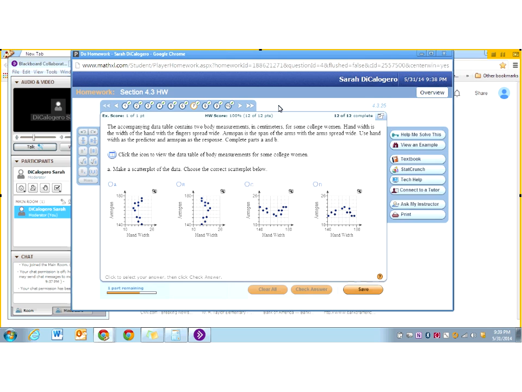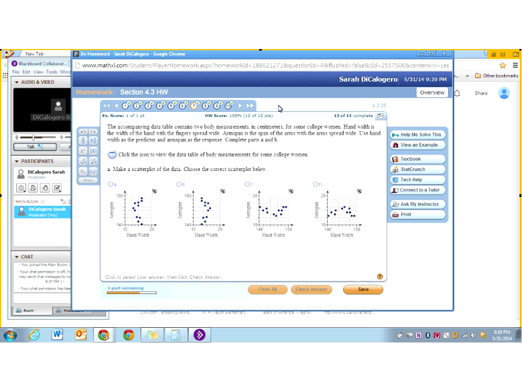So question 7: the accompanying data table contains 2 body measurements in centimeters for college women. Hand width is the width of the hand with the fingers spread wide. Arm span is the span of the arm with the arm spread wide. So we're going to see if hand width is a predictor of arm span.